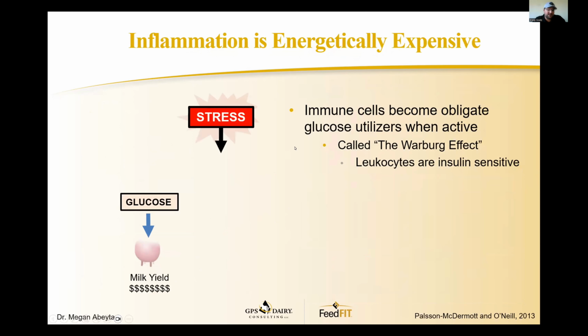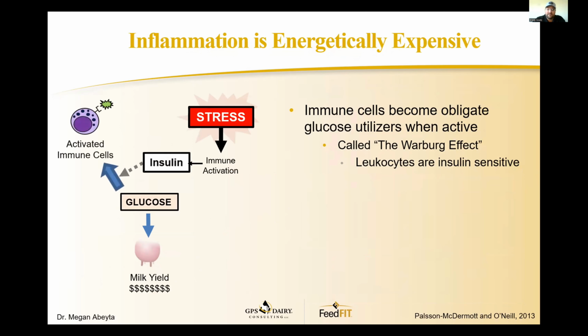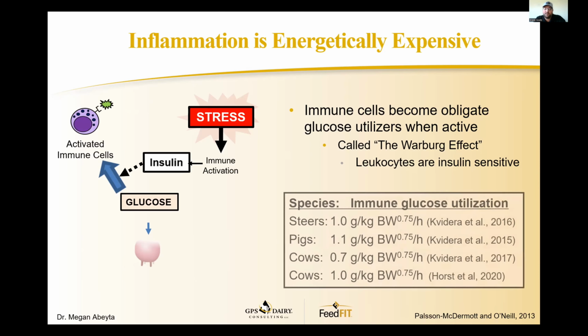So in normal conditions, we see that glucose is going into milk yield. But now we have a stress event, and this immune activation causes an increase in insulin, because the insulin is needed for the activated immune cells. And now that glucose is shunted towards the activated immune cells. And because of that, that glucose is not able to go into the mammary gland. That's where we see our production losses. Those nutrients are now being used to fight the infection or the inflammation, and they're not going to productive processes. That's why we see the drop in feed intake and the drop in milk production.